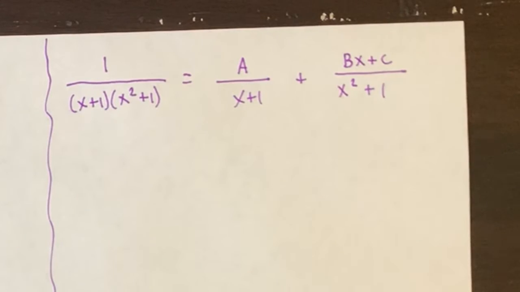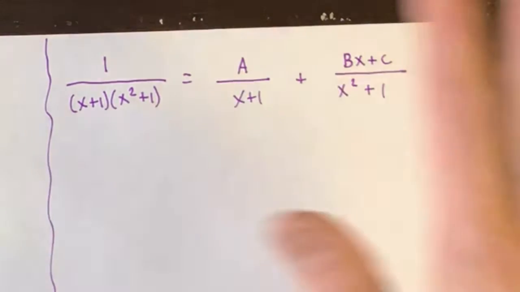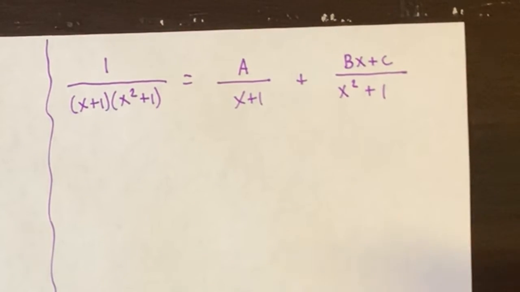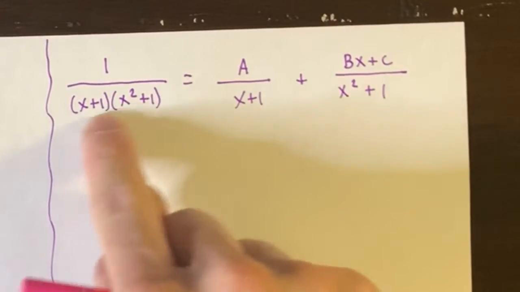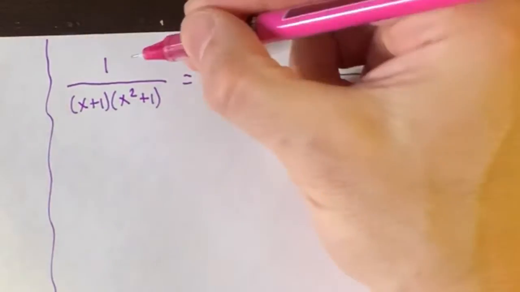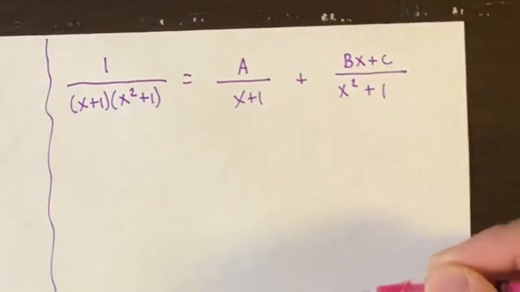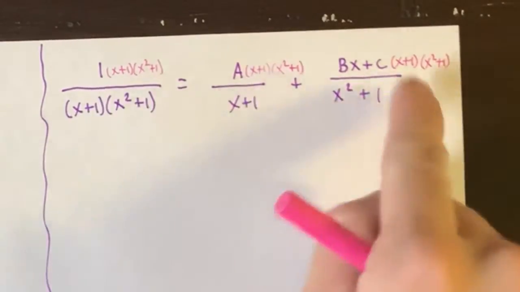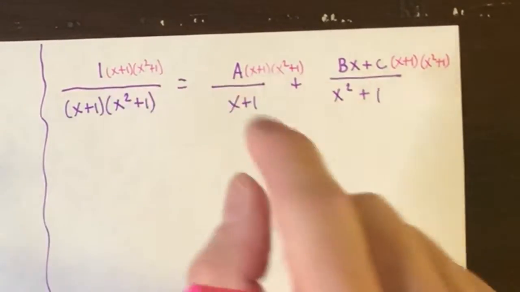Now what we want to do is we want to make this equation less complicated. So what we're going to do is we're going to wipe out all of the denominators. And in order to accomplish that, we're going to take this denominator, copy and paste it in each of these numerators. So we basically multiply both sides of this equation by x plus 1, x squared plus 1.